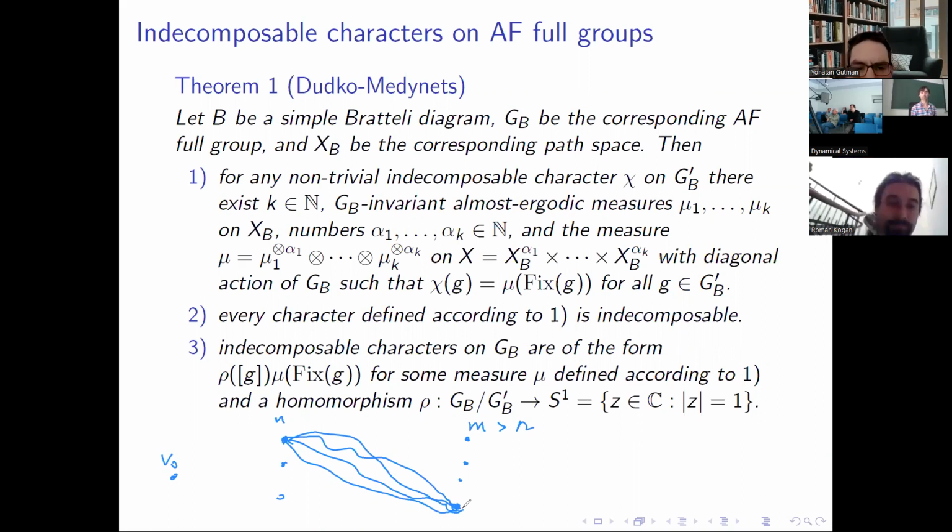But wait, is this an if and only if, in the sense that if this condition is not true, there is no chance that we will have such a representation? Yes. I mean, it's just a simple difference. Rho of G is a simple object. It's a homomorphism from an abelian group to the unit circle. So the difference is not very large. But there is. Okay.